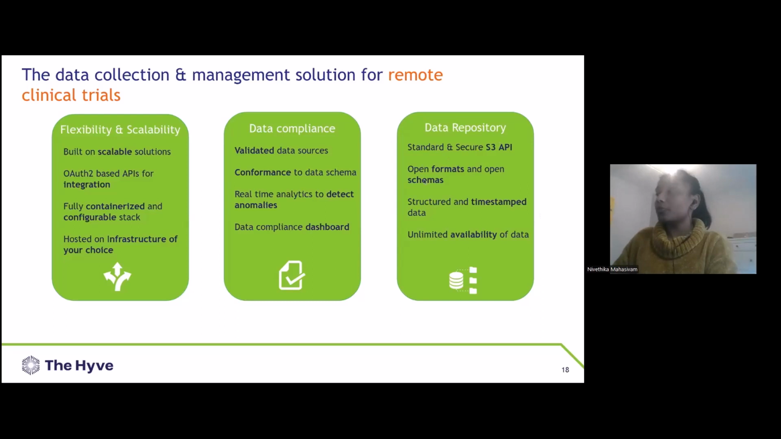And we use open formats and open schemas in the platform, so that when you get the data at the end, a researcher or a data analyst can look into the data schemas, and the schema is in a human readable and documented form, so you can understand actually what type of data is collected and how it's collected, for example. And also, most importantly, the data is structured and it's time-stamped.